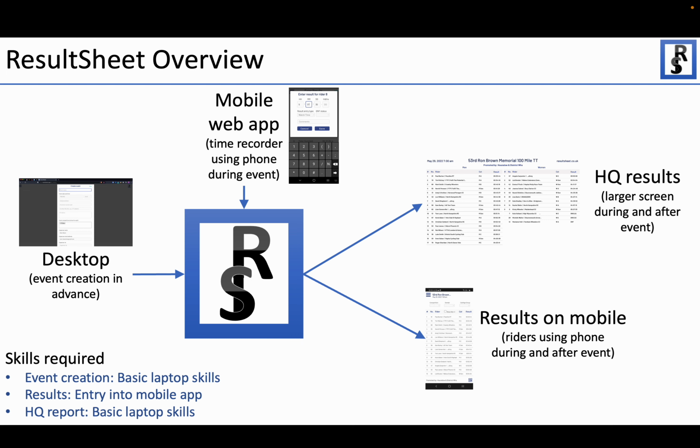So the skills required to run ResultSheet are not great actually. For event creation, it's basically laptop skills. You're just using the ResultSheet app. Results is literally entry into a mobile app, and then the HQ results are normally just basic IT or laptop skills. So that really boils down to, can I get a connection to the internet at HQ, which is normally done via either a Wi-Fi capability at the HQ you're using, or alternatively tethering your mobile phone to the laptop so you can get the streaming working. So both of those are pretty straightforward.